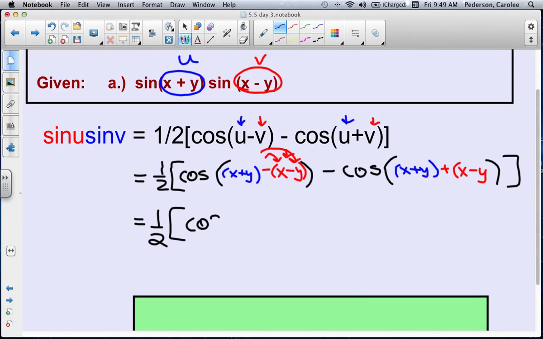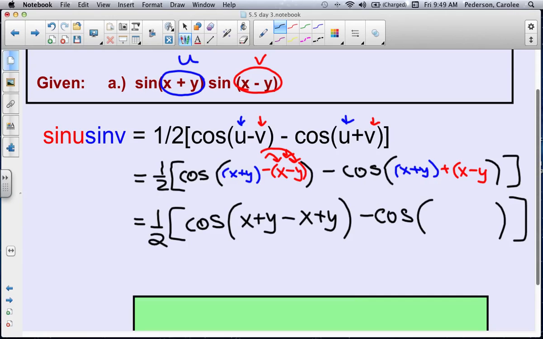So we have now the cosine of x plus y minus x plus y. We distributed that negative through. And then minus, and with this one, we can just drop the parentheses, in those double parentheses. So x plus y plus x minus y.